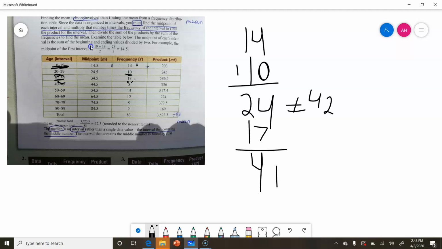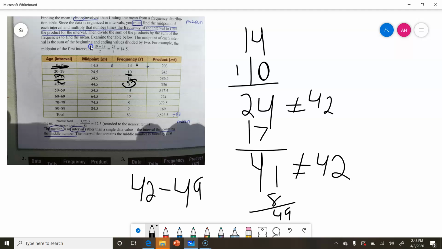Now, question, is 41 the 42nd term? No, it's not. So that means that it's in the next group. Even though the next group only has 8, look at that, it's 49. So that one has between 42 to 49. So that means it's in this group right here.